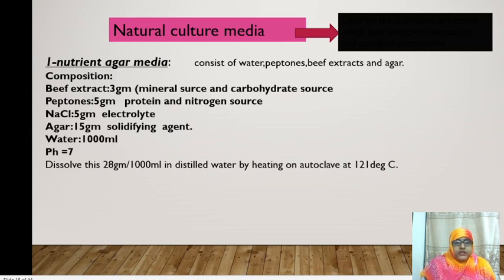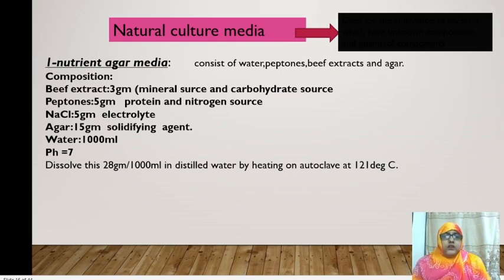this type of media basically contains ingredients in which the quantity of the component is unknown. We do not know the exact quantity. We take it randomly. It is subdivided as nutrient agar media, which consists of water, peptones, beef extract, and agar.